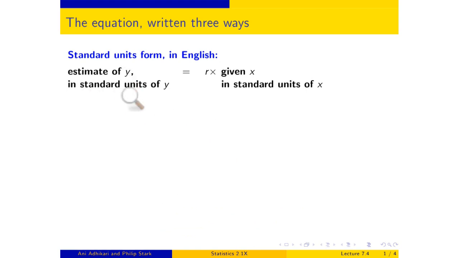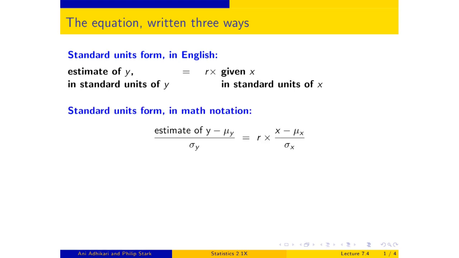The estimate of y in standard units is r times the given x in standard units. We've used that a few times. You want it in math notation? Here it is. The estimate of y in standard units of y, so you start with the estimate of y, you subtract off the mean of y, and you divide by the SD of y.